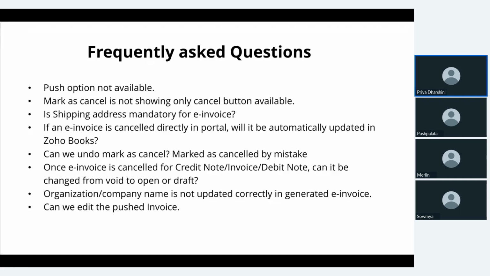Next, once an e-invoice is cancelled for a credit note, invoice, or debit note, can it be changed from void to open or draft? Once the document has been cancelled, the IRN generated for the document becomes invalid because the IRN is going to be based on your document number.